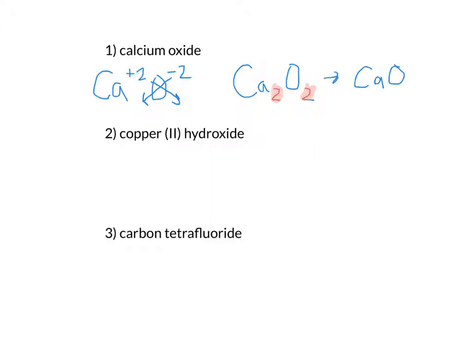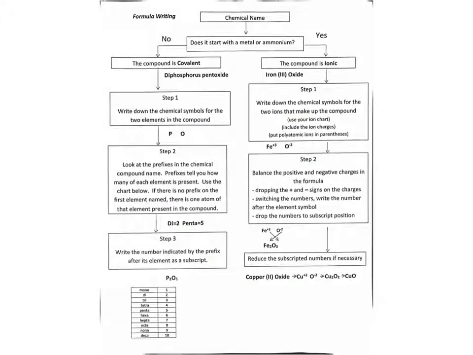All right, let's take a look at the next one here, copper 2 hydroxide. When we look at this, as always, the first thing we want to look at is copper. Is copper a metal or a non-metal? Looking on the periodic table, we see that it is in fact a metal. So if we go to our flow chart, does it start with a metal or ammonium? We always want to start there. Yes, it does. So again, another one that's ionic. We're going to do the same steps that we did before.